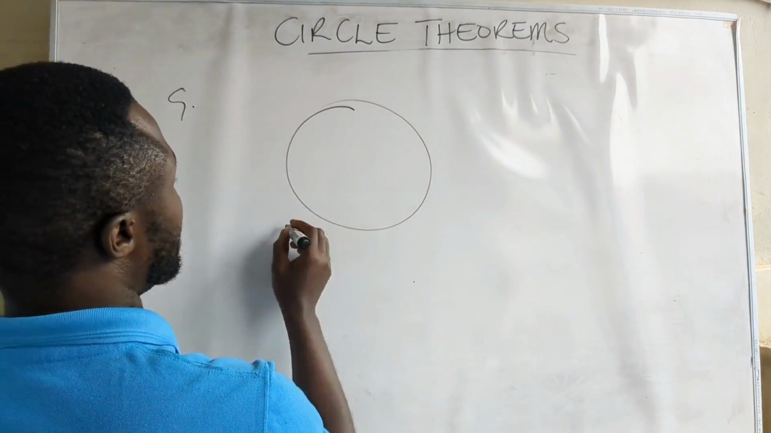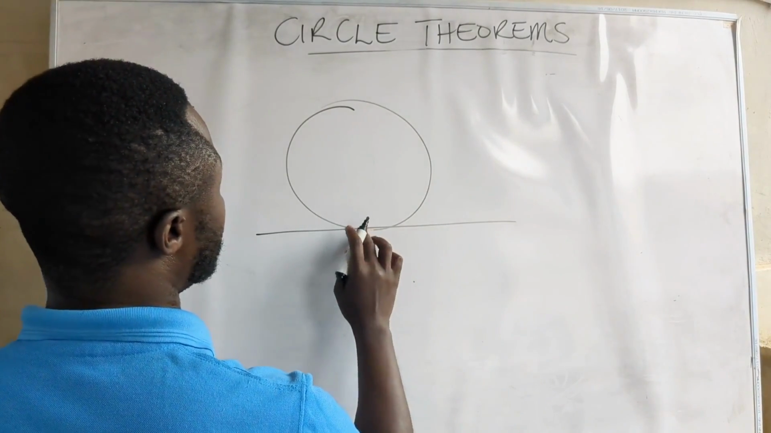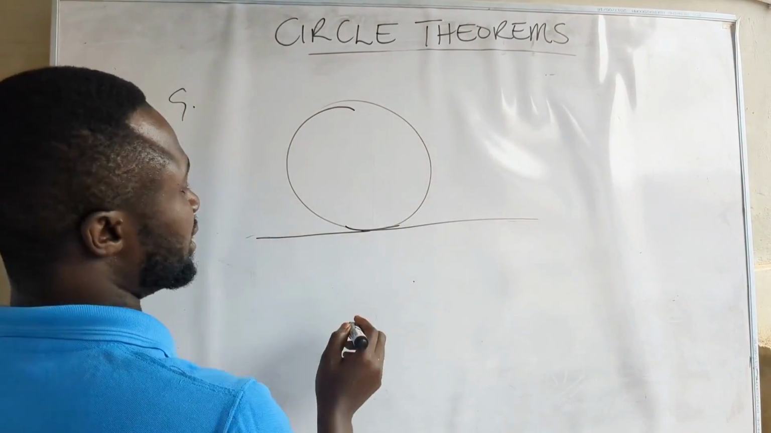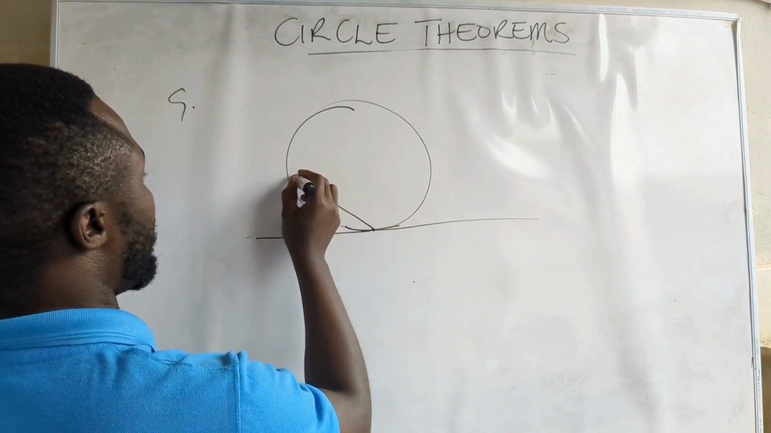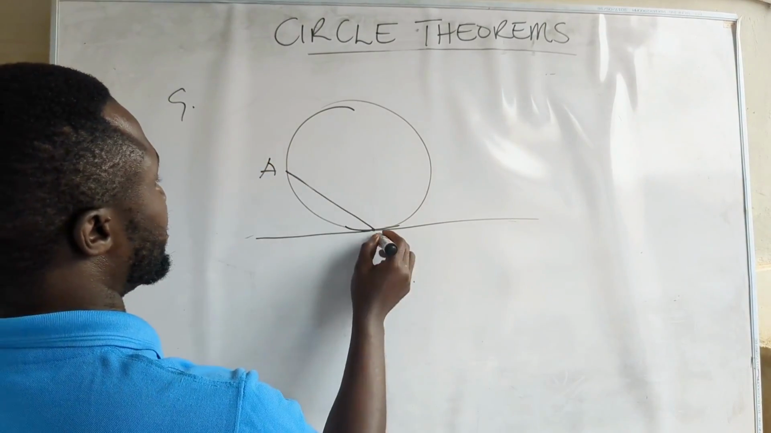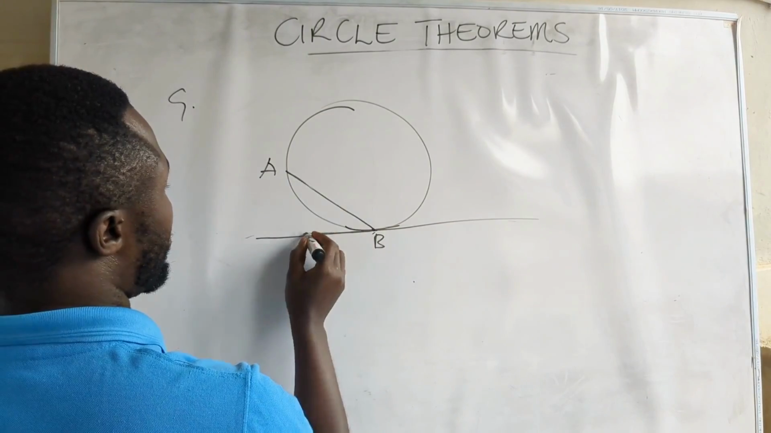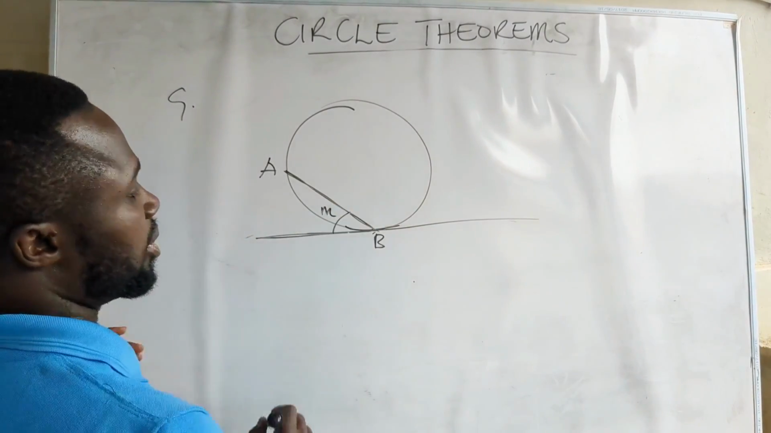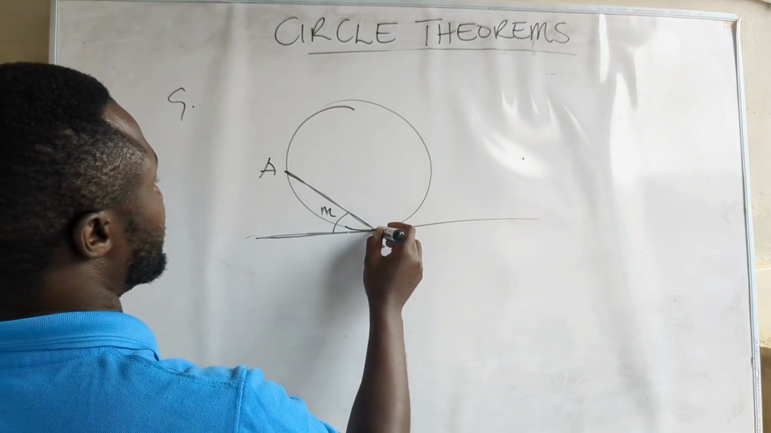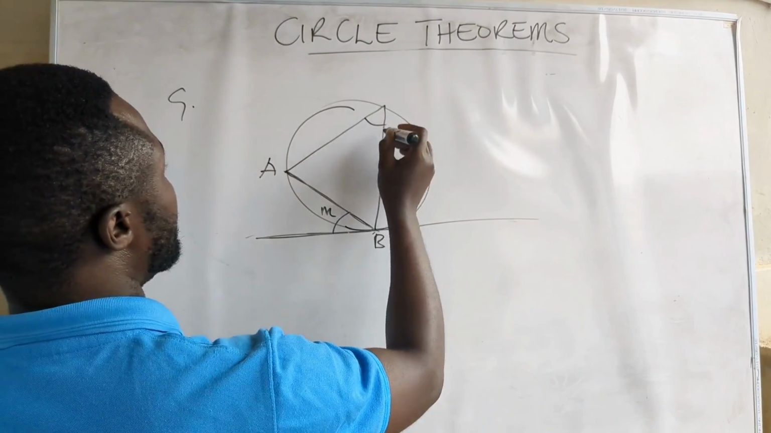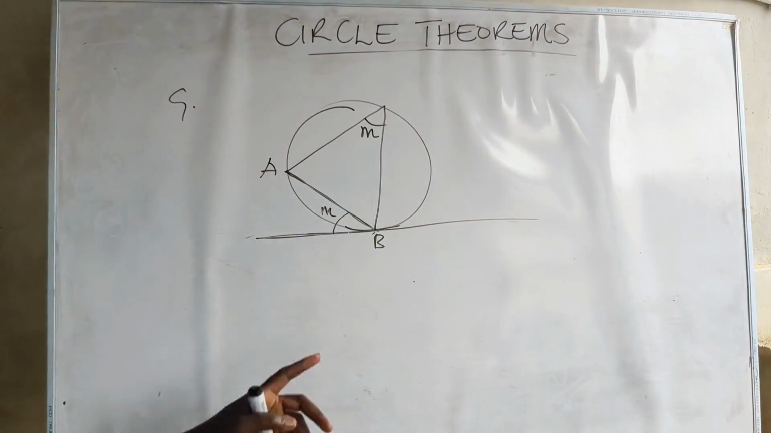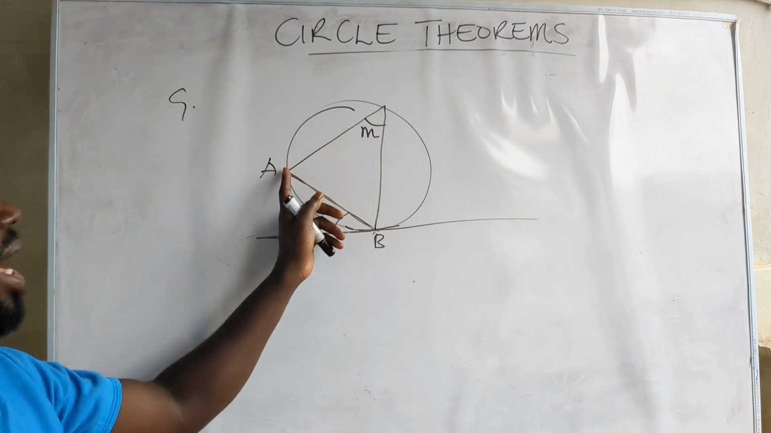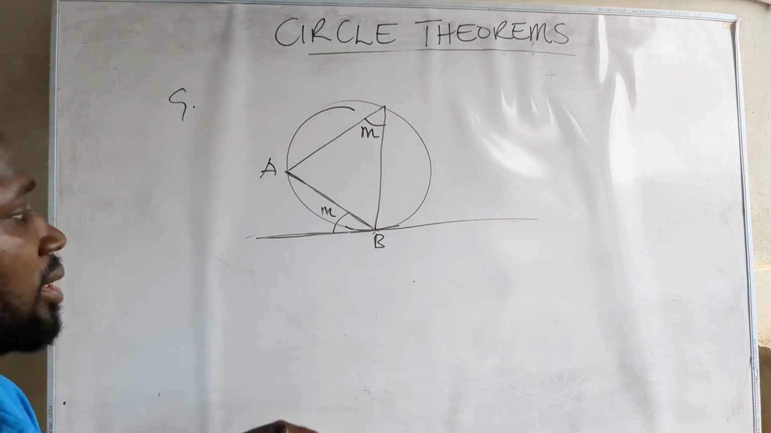So let's say I have my circle here. This is my tangent. So the angle between the chord, this is the chord, and the tangent. This is the angle between the chord and the tangent. So let's say angle M. It's the same as the angle this particular chord will subtend at the circumference of the circle. The angle between the chord and the tangent is the same as the angle this chord will subtend at the circumference of the circle.